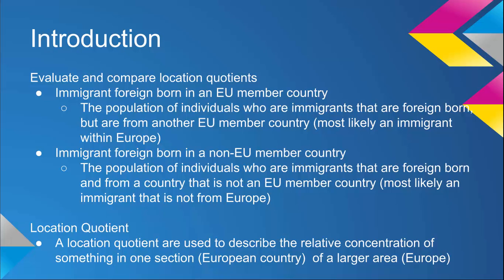The immigrant foreign-born population in an EU member country was my first choice to study, and it's the population of individuals who are immigrants that are foreign-born but are from another EU member country. So it's most likely going to be an immigrant within Europe, because most countries within Europe are part of the European Union. The other choice was immigrant foreign-born in a non-EU member country, the population of individuals who are immigrants that are foreign-born and from a country that is not an EU member country, which means it's most likely an immigrant that is not from Europe.